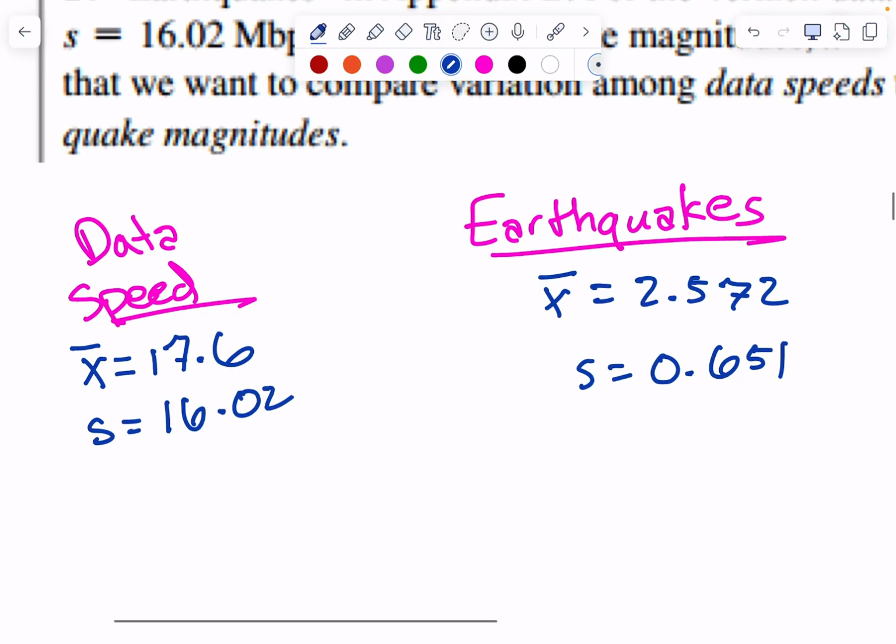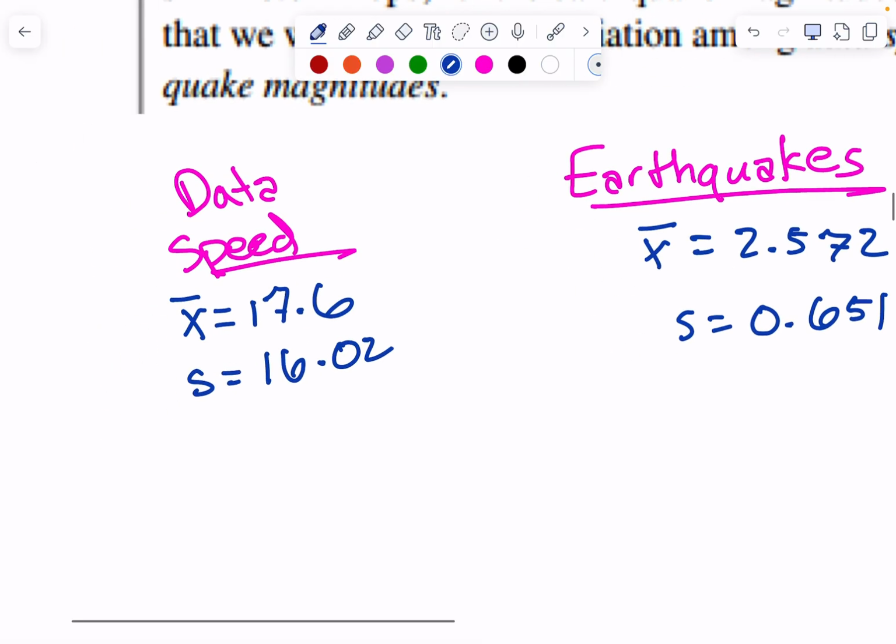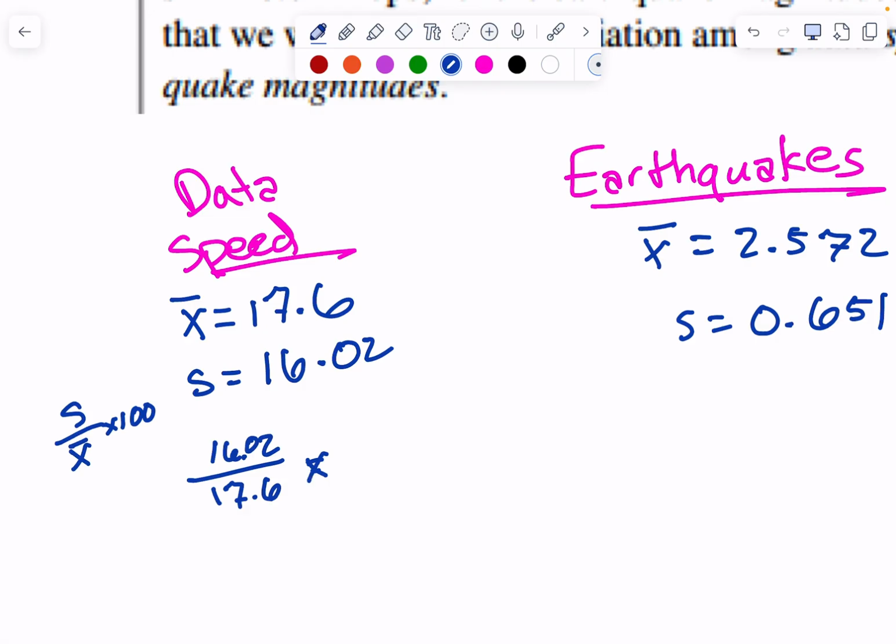Now here's the deal. It looks to me as though Verizon data speeds had more variation, because a 16 for a standard deviation is way bigger than a 0.6. Like these numbers are all over the place. But the problem is the average was a 17 to begin with, way higher than this one's average. So which one actually varies more? We're going to figure this out. The coefficient of variation is S divided by X bar times 100. That's all you have to do. S is 16.02 divided by 17.6 times 100.